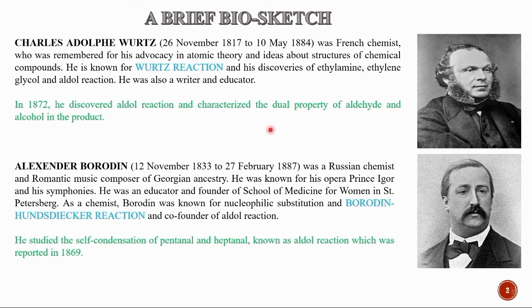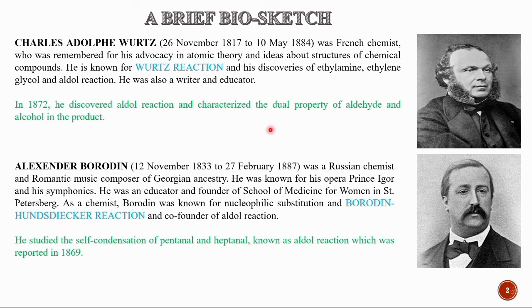The first developer was a French chemist, Charles Adolphe Wurtz. His lifespan was from his birth date, 26 November 1817, to 10th May 1884, and he is known for the Wurtz reaction. The second is Alexander Borodin, also famous for the Borodin-Hunsdiecker reaction. He was a Russian chemist, 12th November 1833 to 27th February 1887.